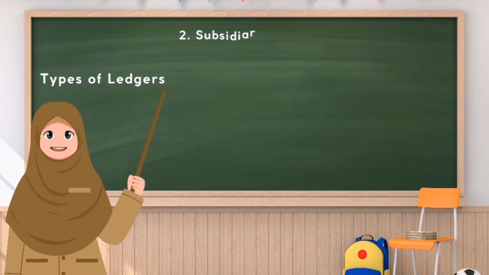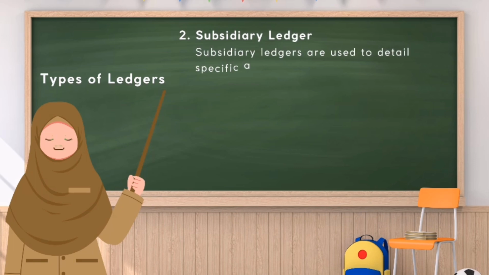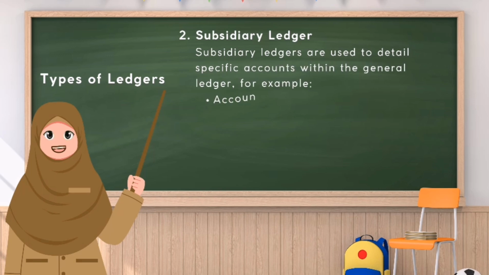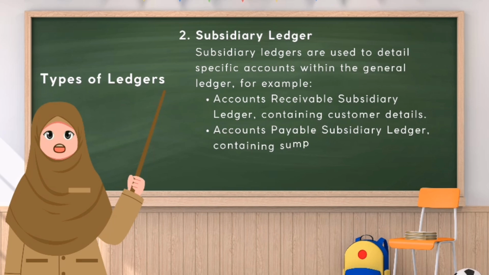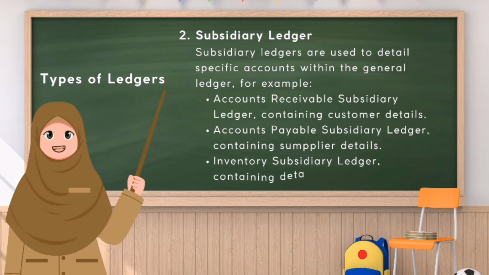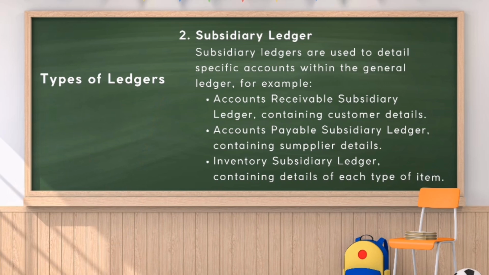The second type of ledger is the subsidiary ledger. A subsidiary ledger is used to detail specific accounts within the general ledger, for example, accounts receivable subsidiary ledger, containing customer details. Accounts payable subsidiary ledger, containing supplier details. Inventory subsidiary ledger, containing details of each type of item.